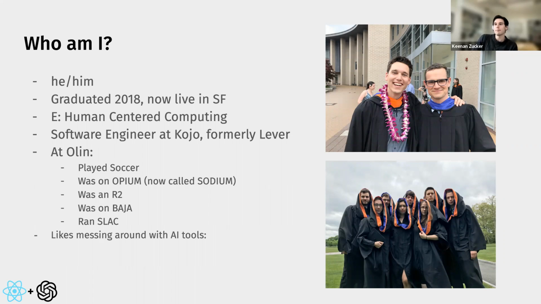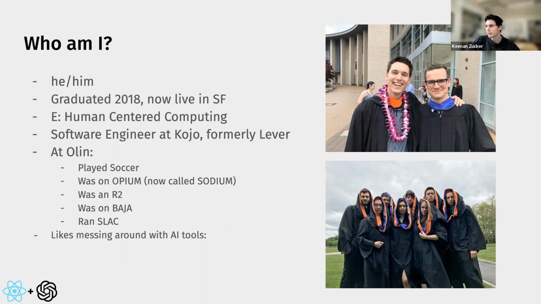I self-designed my major. It was called human-centered computing. It was basically a computing major, but instead of doing the usual concentration, I put in what was then HBIT, I think it's called UCD now. I did my concentration in graphic design. Right now I'm a software engineer at Kojo, a startup in the construction technology space. I used to work at Lever, which is an Olin-founded startup. Shout out to Nate Smith. They just got acquired last year, which is pretty exciting. Big exit for some Oliners.